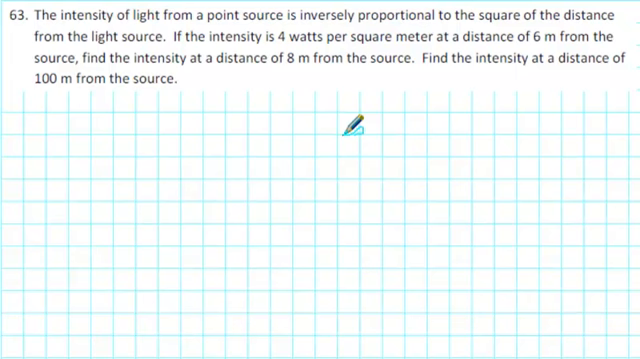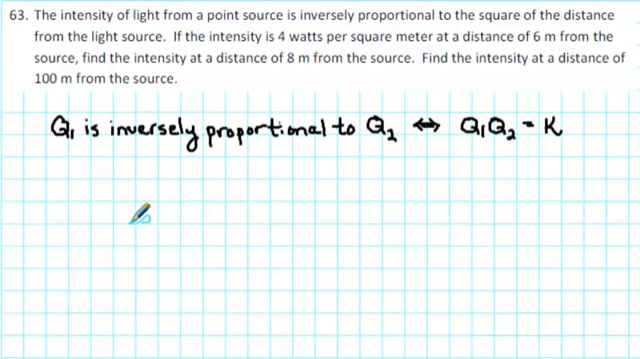Well, the first thing that we need to recall is what it means for two quantities to be inversely proportional to one another. What that means is that if we multiply those two quantities together, we'll get a constant value. In other words, if Q1 is inversely proportional to Q2, then the product of Q1 and Q2 will be equal to some constant K. In this particular exercise, we're given that the intensity of light is inversely proportional to the square of the distance from the light source.